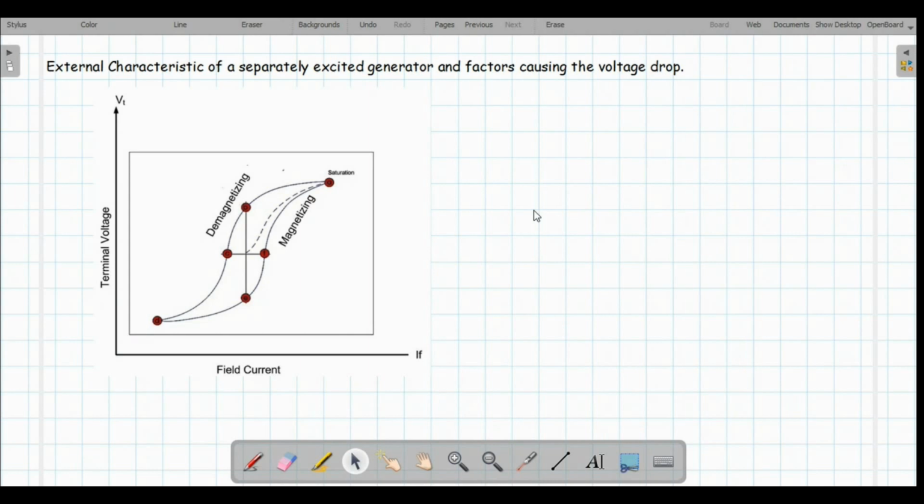External characteristic of a separately excited generator, and the factors causing the voltage drop. So this on the x-axis is the field current. If you have a graph, this is where you put the scale of the field current. Then on the y-axis is the terminal voltage. This is the output. That is what serves as its output.